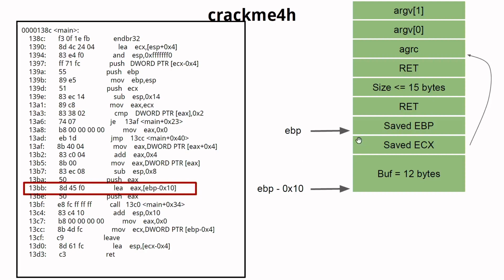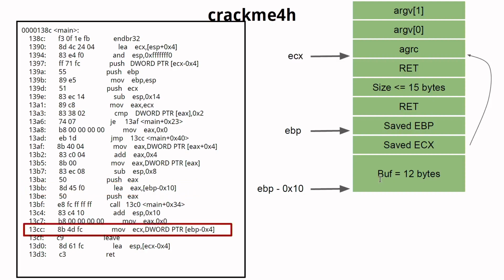Okay? So now we know that EBP points to here, and EBP minus 10 points to this place, which means 10 in hex, which means between EBP and EBP minus 10 there are 16 bytes. And we already know that the saved ECX used 4 bytes, which means the buffer in this case is actually 12 bytes. So after this call, this is where the buffer overflow could happen. Whatever your input will be loaded to this place. And you can overflow starting from here to everything moving to higher addresses.